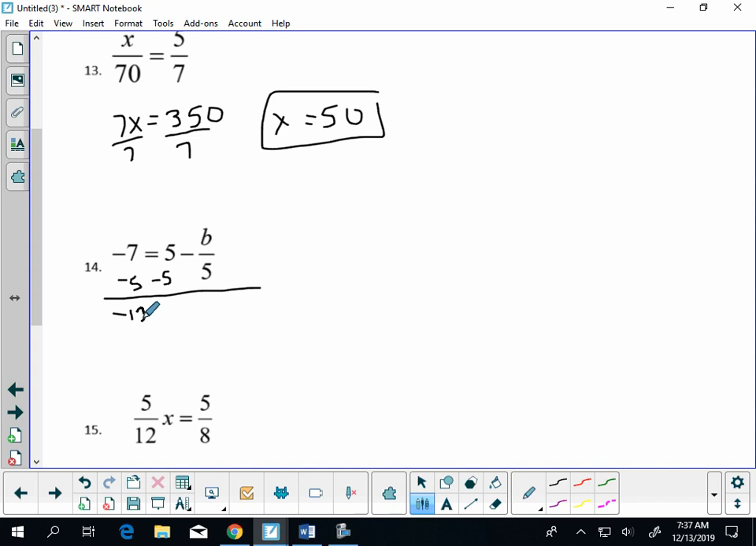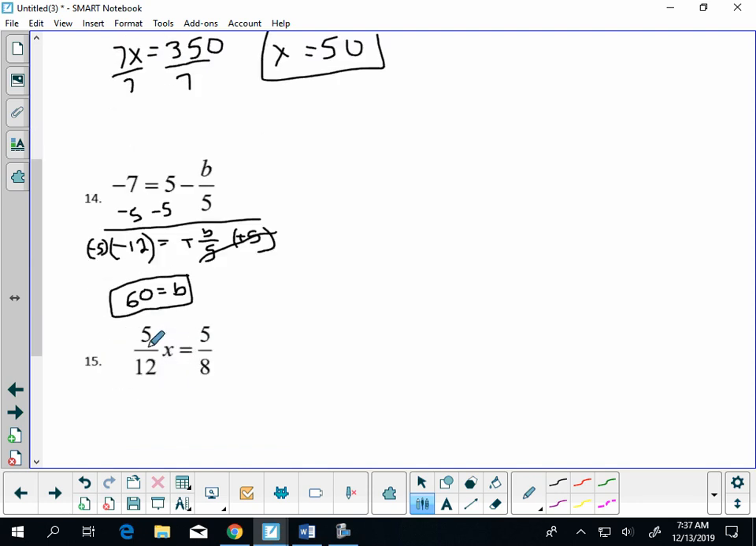Negative 12 equals negative b over 5. To get rid of a denominator, you multiply both sides by that. And I want to get rid of that negative, so I'm going to multiply by negative 5. I'm going to get 60 equals b. So those 5's cancel, the negatives cancel.